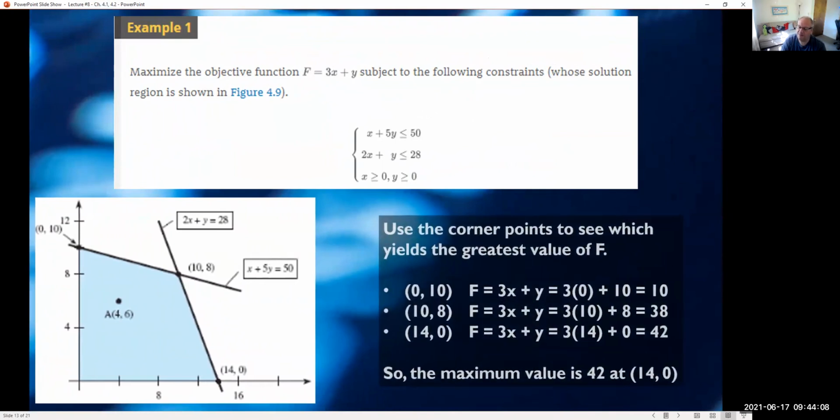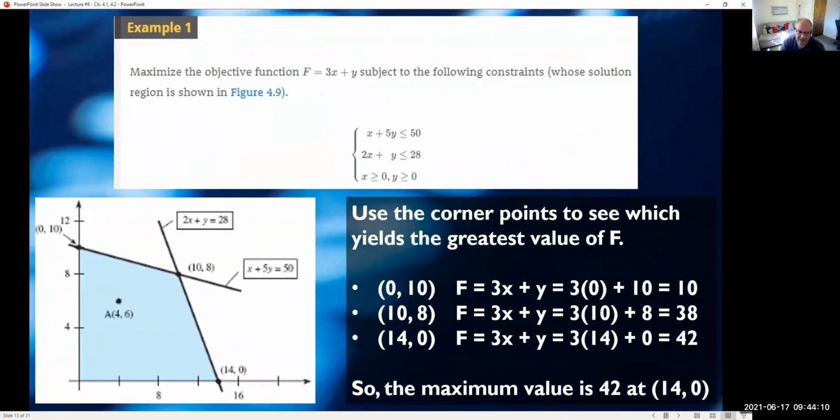So look now at the arithmetic associated. We figure out for 0, 10 what it would be, and look, I worked it all out to show you. We do it for 10, 8, I worked it all out, and we do it for 14, 0, and I worked it all out. Which of these has the maximum? The biggest number between 10, 38, and 42. The biggest number is 42. So it then becomes clear that it's the point 14, 0 that will maximize the objective function at 42.